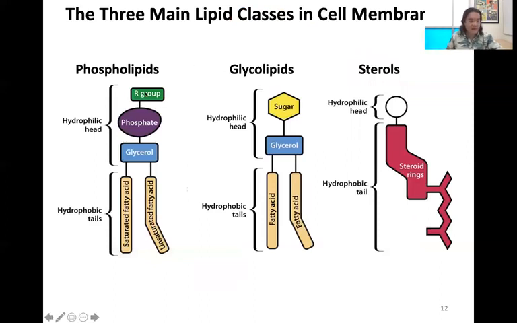Okay, so this kind of summarizes the 3 main groups that we talked about. Phospholipids, glycolipids, and sterols are the 3 important lipid classes that make up our cells. So this cartoon helps you keep that in mind.